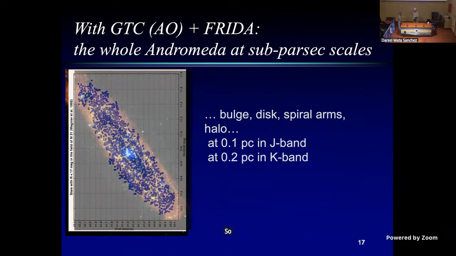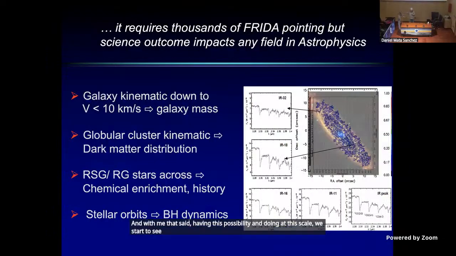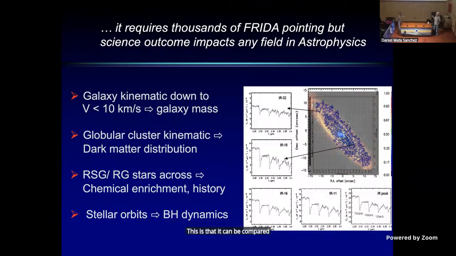What I wanted to show you here is how to convince you that you can go to any place in it by using any of these bright stars to correct the atmosphere. And this means that having this possibility of working at this scale, we start to see things that are comparable, or we can get physics that can be compared quite closely to what we know in our own Milky Way. So I put here some applications, some examples of things that one can do.